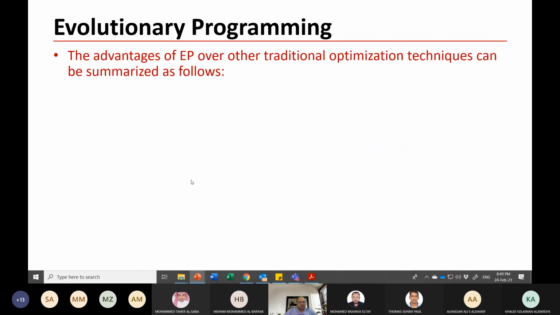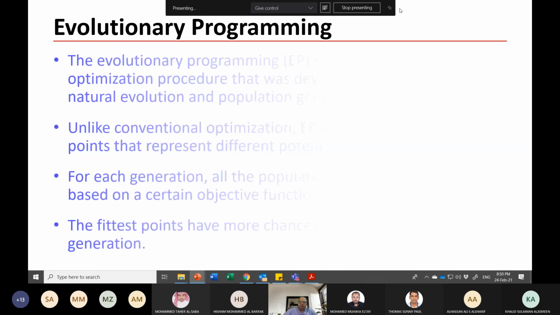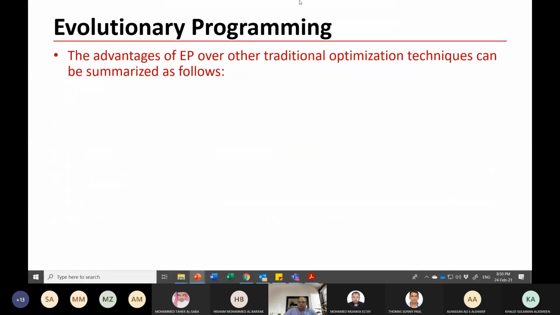Nothing new. The advantage of EP is the same as the advantage of GA or this family of techniques. The advantage of EP over other traditional optimization techniques can be summarized as follows. Do you still remember what are the advantages of GA over the traditional optimization? What do you think?